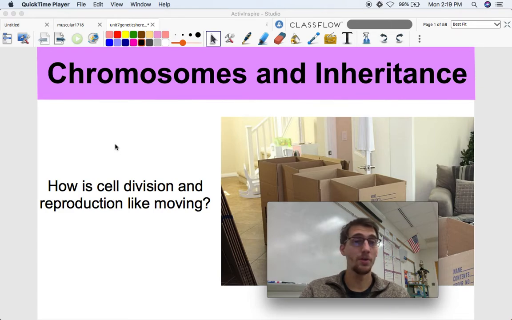So in this unit on heredity, we're going to be focusing on how those genes, the instructions for making proteins, get passed on from one organism to the next. What is heredity? What is inheritance? How does that all work, and how do you become you? Which is also going to lead into our next unit, which is on evolution.